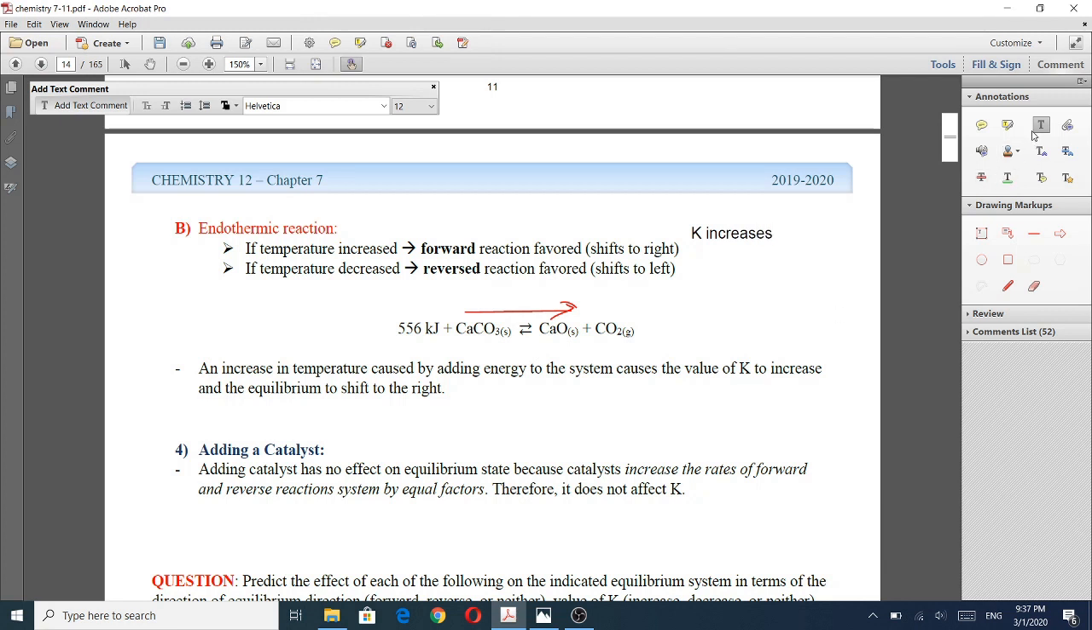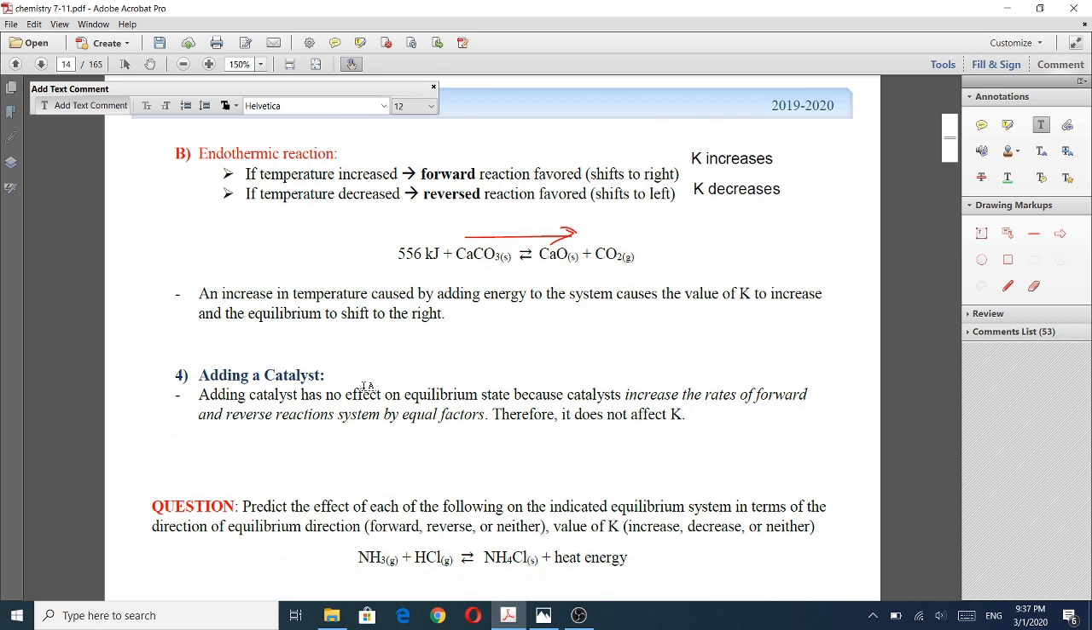Increases. And at the same time, for this one, if temperature is decreased, the reaction is reversed, so K decreases. All right, as we mentioned before. So that was for endothermic reaction as well.